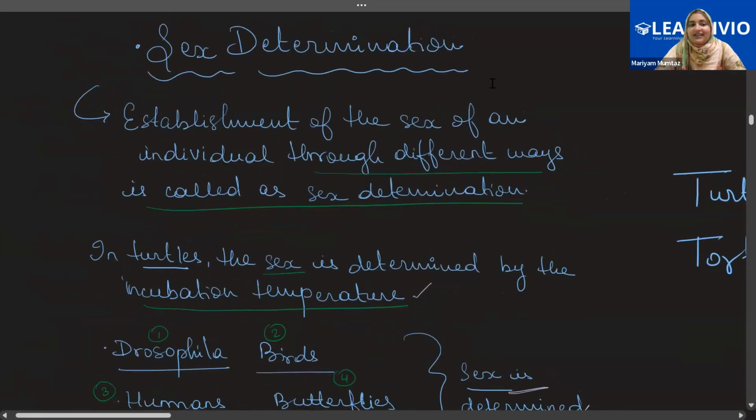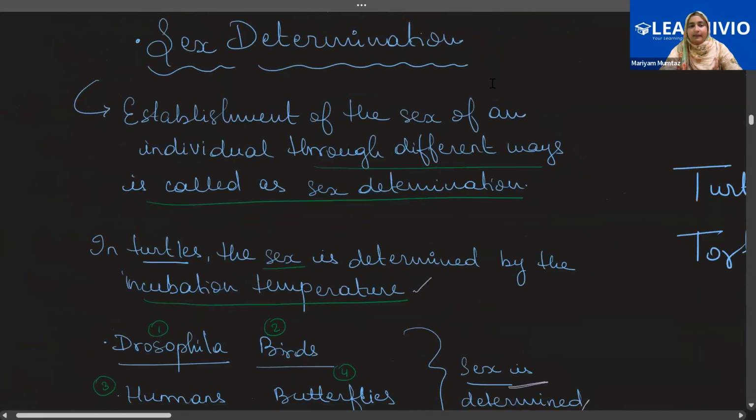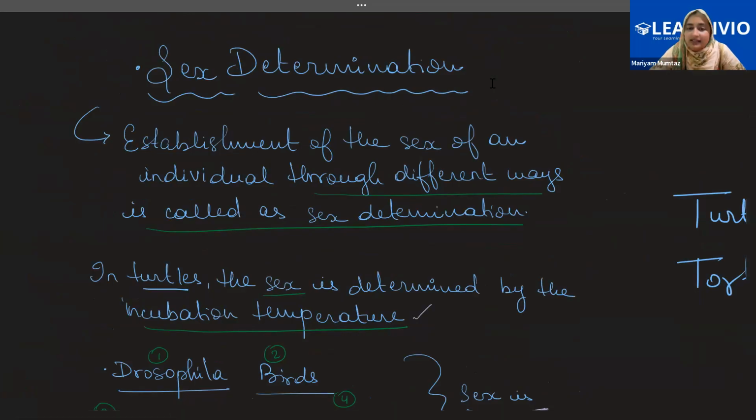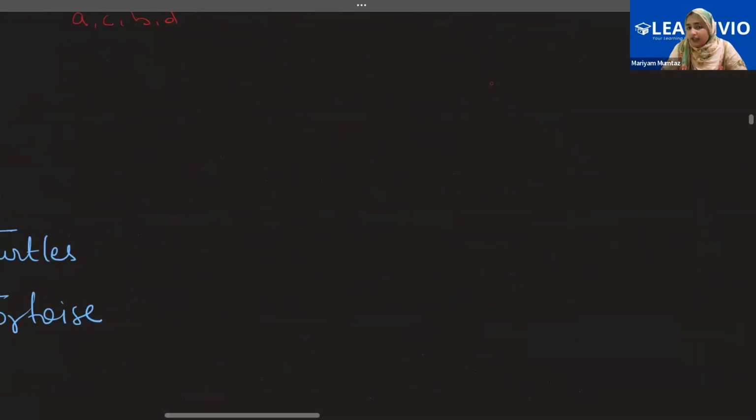Okay. So now the next topic is sex determination. Sex determination is the whole process through which the sex of the offspring is decided, and in different organisms it is a different thing. Now, you know that in humans, the female is XX and the male is XY, right? This much you already know.